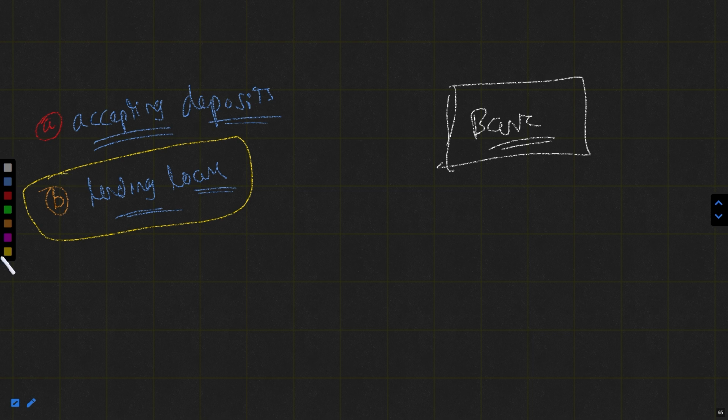Suppose this is Mr. X. Mr. X wants a loan of rupees 1 lakh or 5 lakh. For example, we will take 5 lakhs. He wants to have a loan of rupees 5 lakh, so for this he will reach the bank and ask for a rupees 5 lakh loan.